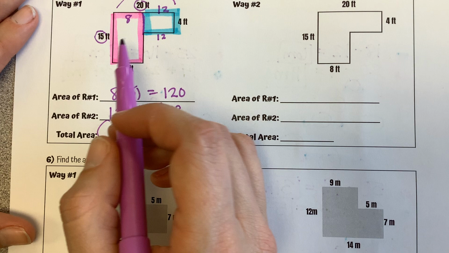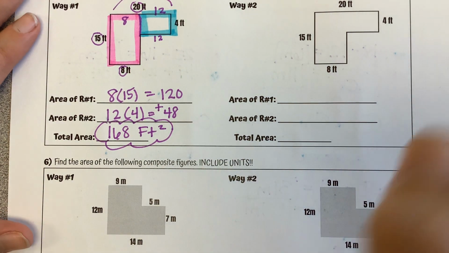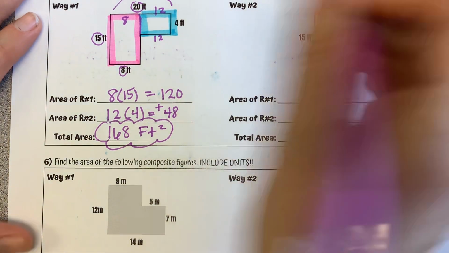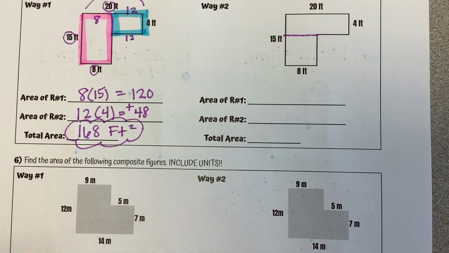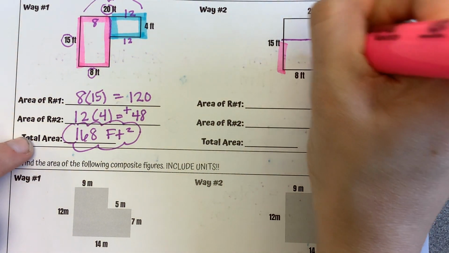We did have to do some work. Let's see if when we divide it horizontally, if it would be any easier. So I'm gonna divide it this way. I've got a bottom rectangle right here.